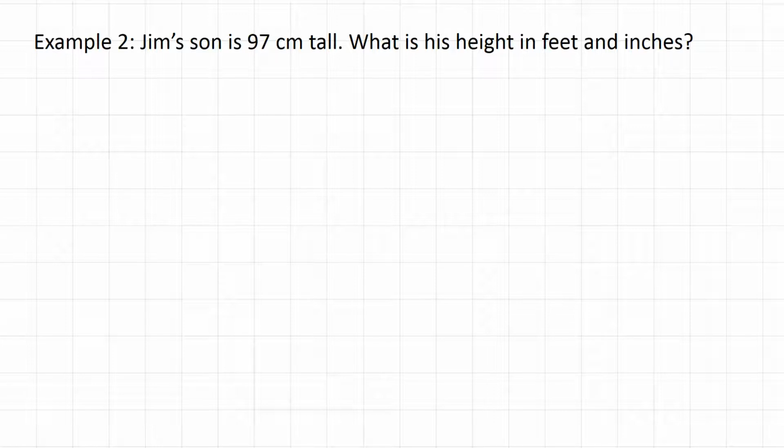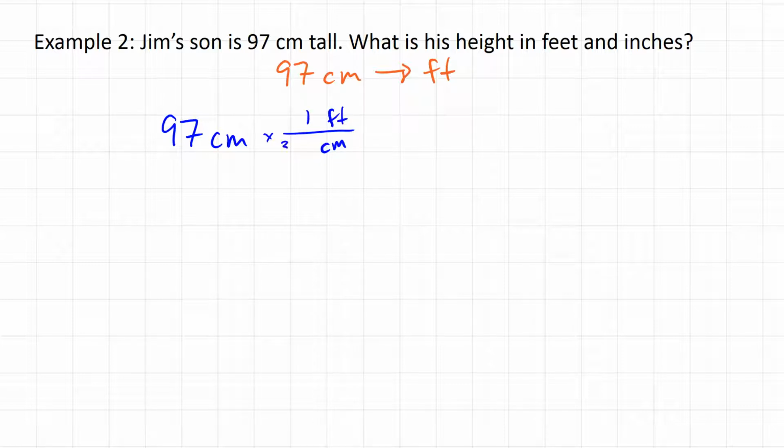So we're starting with centimeters, and I think that the easiest way to do this is to first find the number of whole feet that are in that 97 centimeters. So we're going to start just by converting 97 centimeters into feet, and we'll see what we get there. So 97 centimeters times a fraction, centimeters on the bottom, feet on top. 1 foot is equal to about 30.48 centimeters. That gets rid of my centimeters, leaves me with feet. So this is 97 divided by 30.48.